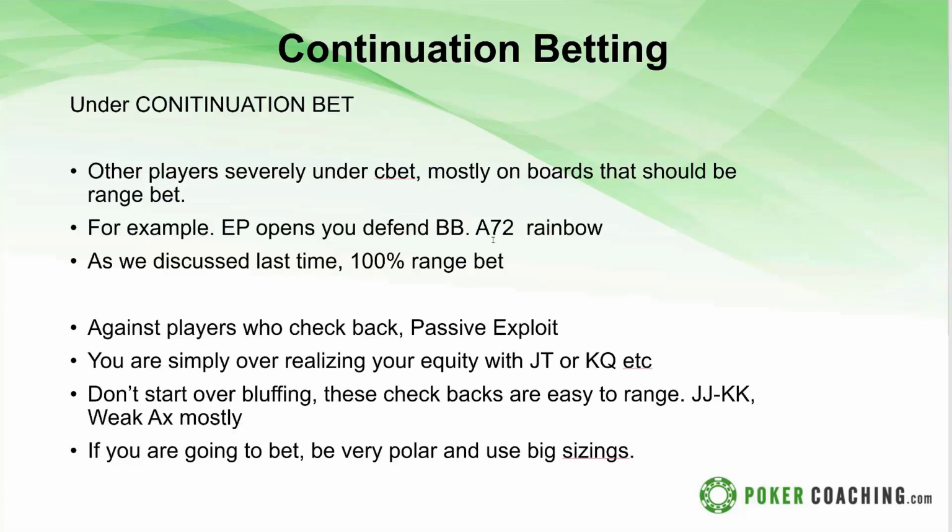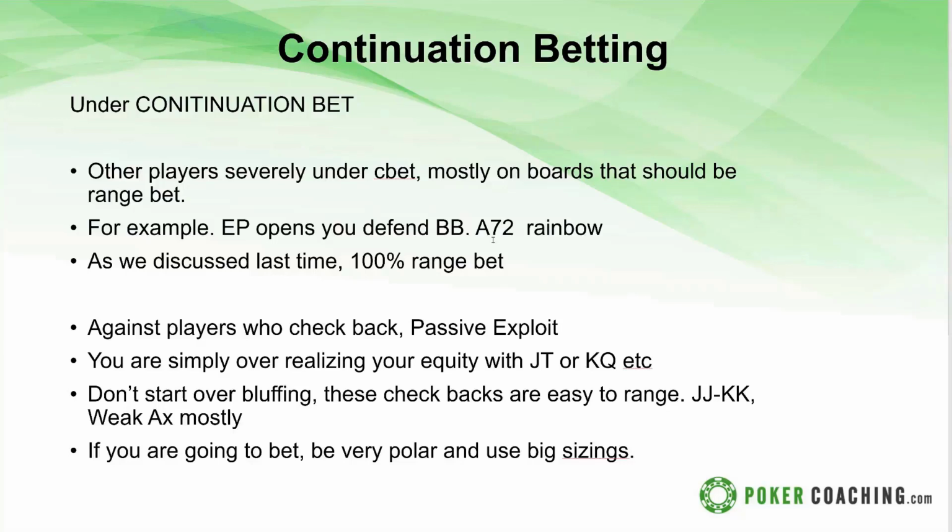And you're supposed to bet hands like 8s, 9s, 10s, jacks, just because the big blind's going to fold. They can't defend enough. And against players who check back, it's a passive exploit. You simply are going to over-realize your equity with hands like Jack-10 or King-Queen or 8-9, all these hands that would fold to the continuation bet. Now you get to see another card and see if you make a pair or whatever. And you don't want to start over-bluffing because these checkbacks, it's the reason you want a 100% range bet is because it's really easy to range you when you check back.